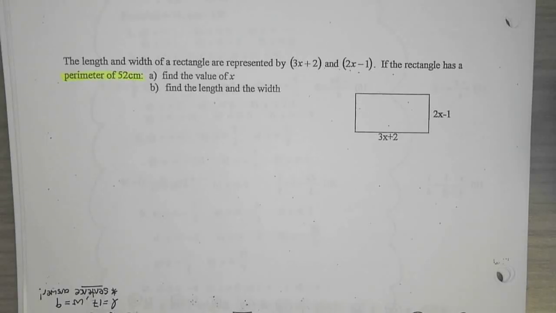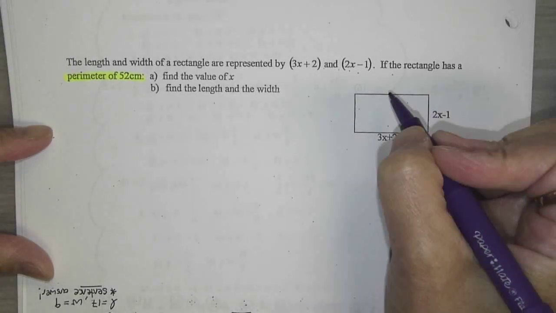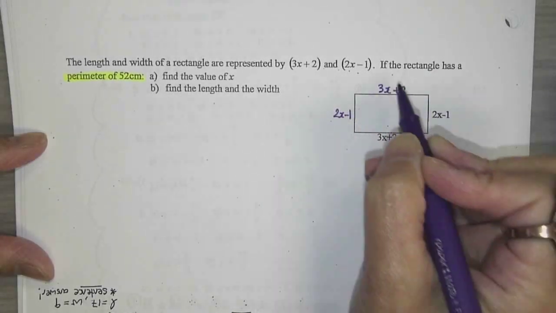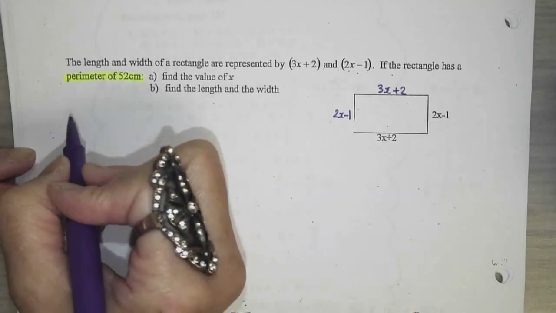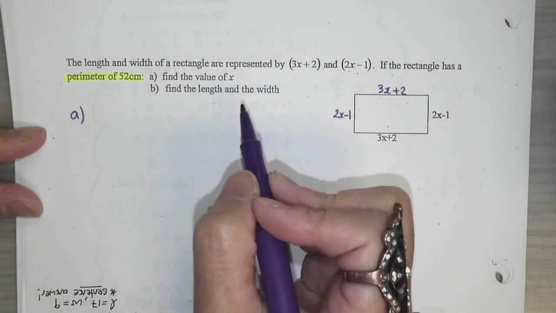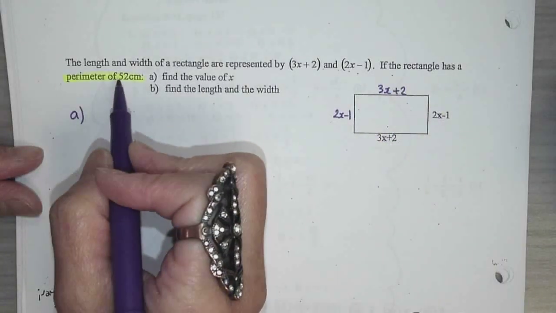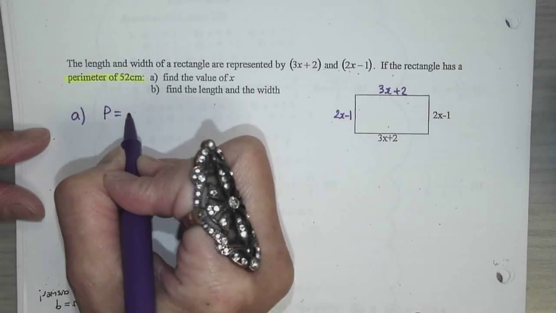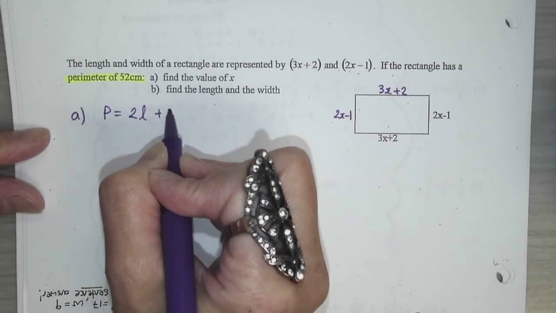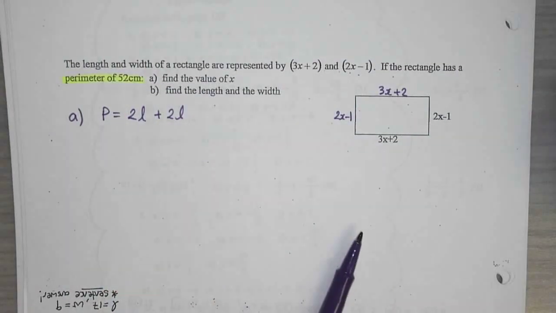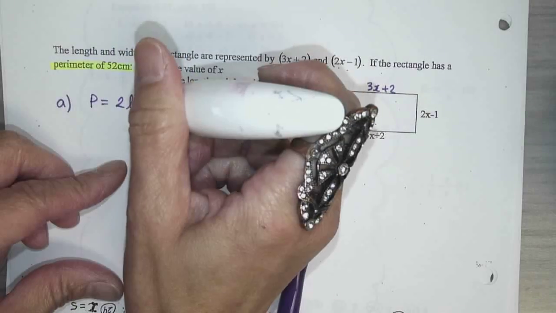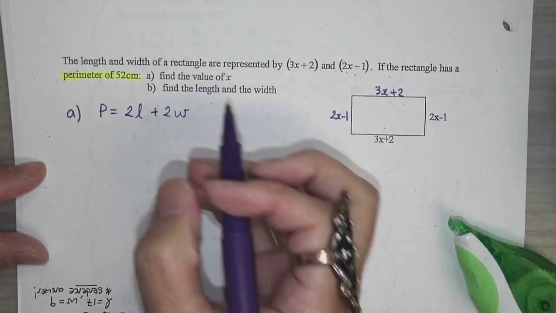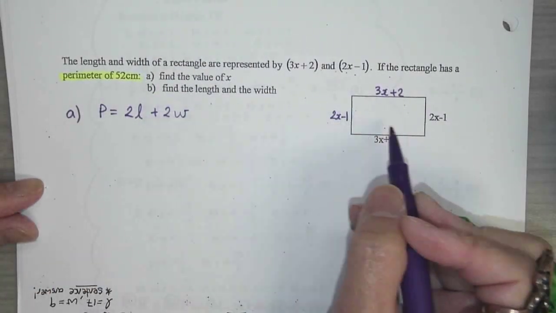So what we need to do is set up our own equation. I like to label this as well: 3x plus 2 and then 2x minus 1, right? These sides are the same and those are the same. You can do this two different ways. For A, I want to find the value of x by adding up all the sides and making it equal to 52. I know that the perimeter is going to be 2 times the length plus 2 times the width. Doesn't matter which one you call length and which one you call width, because it's twice both the sides.